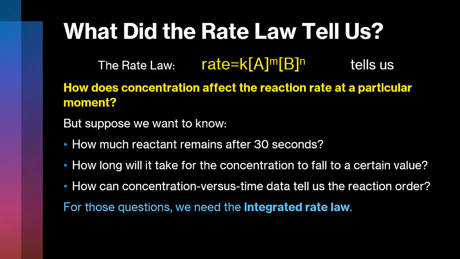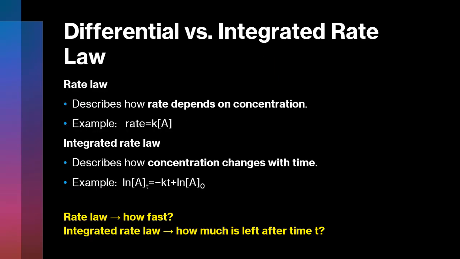But imagine you're running an experiment and you want to answer something different. Maybe you want to know how much reactant will still be present after 30 seconds, or how long will it take for the concentration to fall to a particular value, or perhaps you've collected concentration versus time data and you want to use those data to determine reaction order. A regular rate law doesn't directly answer those questions. For those, we need an integrated rate law.